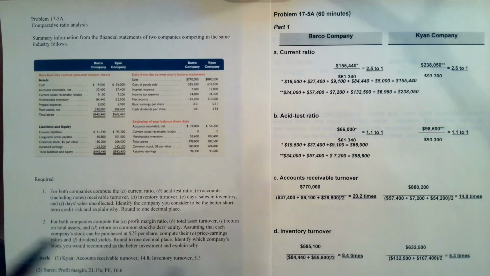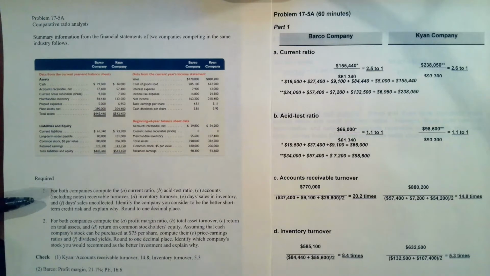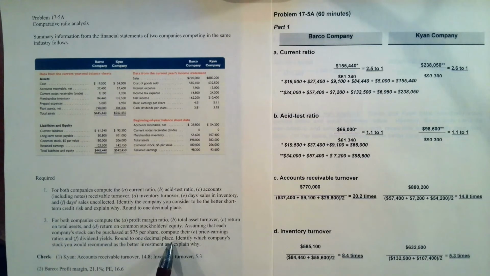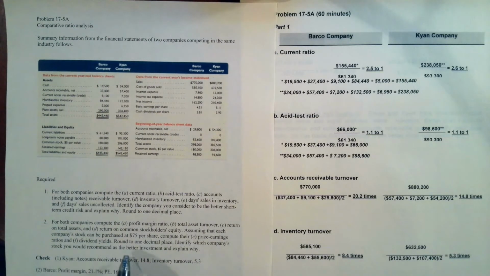Requirement for both companies: compute, and they list a whole bunch of ratios. I'm not going to run through them. It says here round to one decimal place. Number 2, compute some more ratios, round to one decimal place. And then it says identify which company's stock you would recommend as a better investment and explain why.